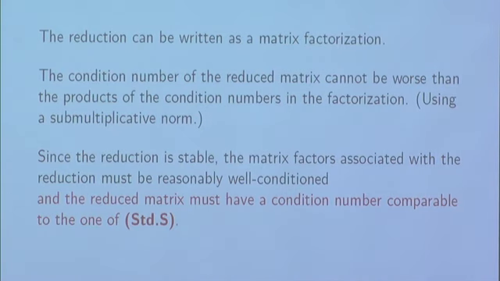Now, it's an evident fact that such a reduction can be rewritten as a matrix factorization. I will show that in a minute. And the condition number of the reduced matrix, when we have a submultiplicative norm, cannot be worse than the condition numbers of the two factors involved there. Since the reduction is stable for any right-hand side, we always have a bounded right-hand side. So since the reduction is stable, the reduction must be reasonably well conditioned, and therefore the reduced matrix must have a condition number comparable to the one of the standard system.